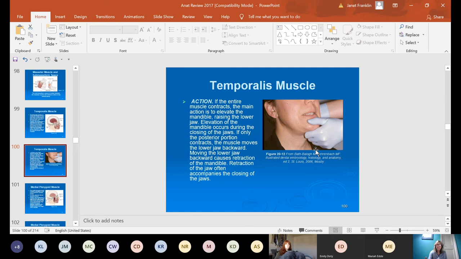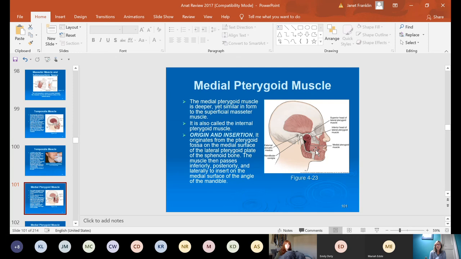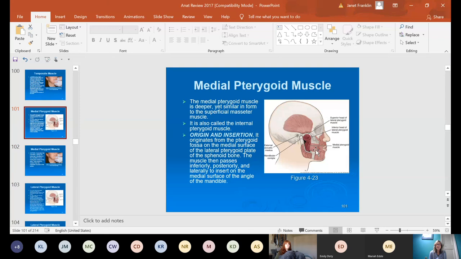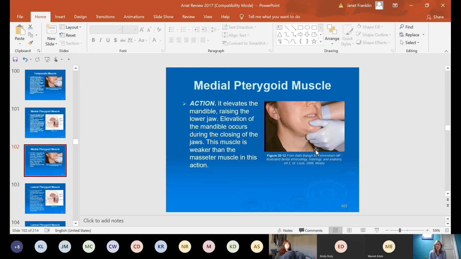The medial pterygoid muscle is deeper. It's attached to the pterygoid plate, yet similar in form. Its origin is on the medial surface of the lateral pterygoid plate of the sphenoid bone. So you've got your medial pterygoid plate and your lateral pterygoid plate, and its origin is on the medial surface of the lateral plate. If you've got the plate sitting like this, you've got a lateral surface, farther from the midline, and a medial surface, closer to the midline, and it sits on this medial surface. It elevates the mandible, raising the lower jaw. So again, it helps in chewing.